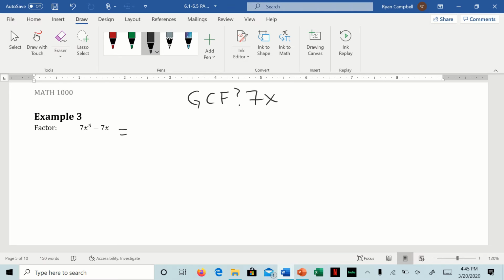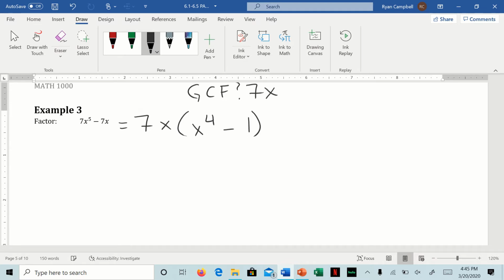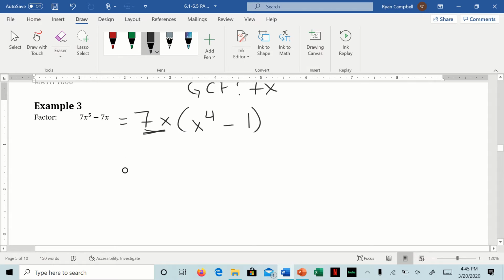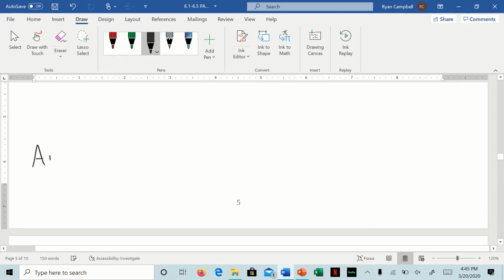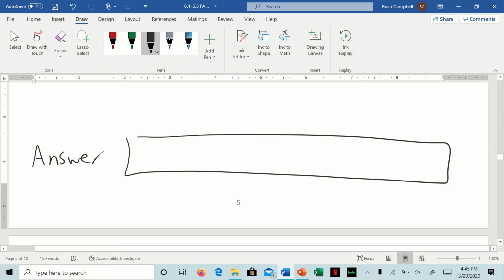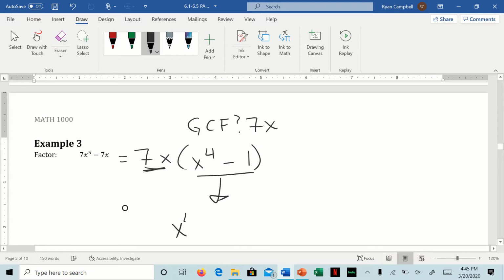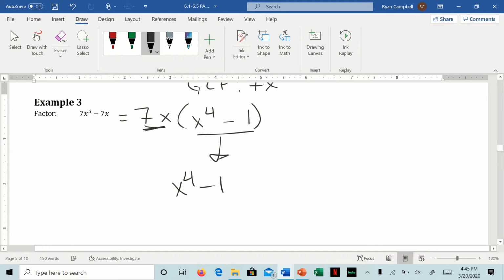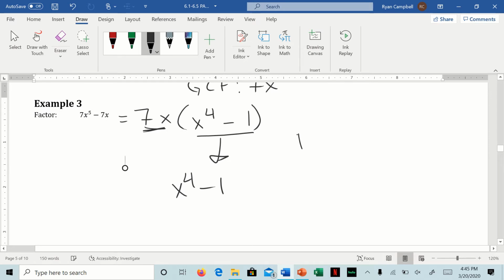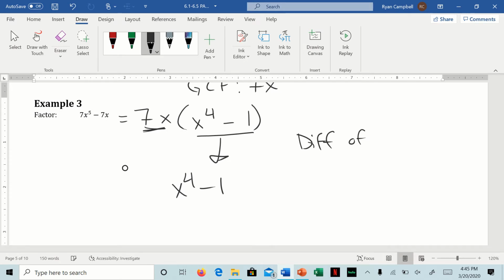Just look at what the example is, try to figure it out on your own, see what my answer is, see if you see it, and if not, I walk through how to get all of it. So we get 7x, so we get x to the 4th minus 1. So we need to make sure 7x is included on our ending, right? So answer, make sure we have a 7x out front. So now we have x to the 4th minus 1. So these are 2 terms. So, and it's a difference. So is this going to be a difference of squares or a difference of cubes?